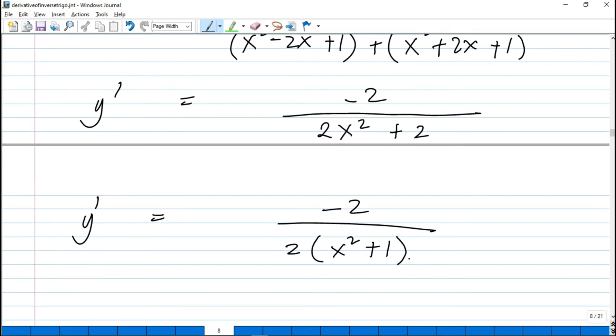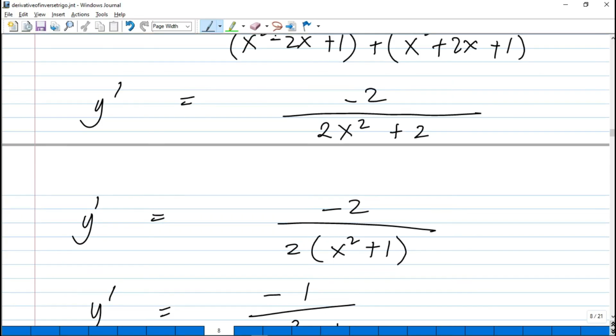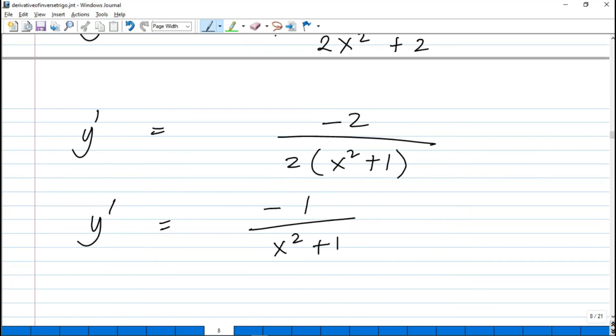Factor out natin yung 2 kasi common siya. Then we'll cancel out here. So this leaves us y prime equals 1. So that's negative 1 all over x squared plus 1. So this is the final answer for this particular problem. So this is the fourth problem, guys. We still have one problem to solve.